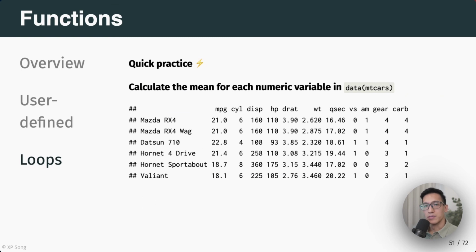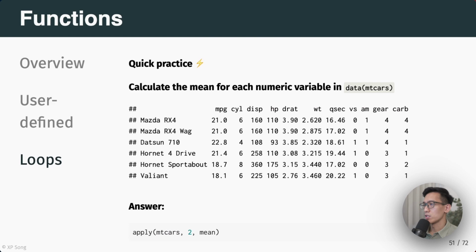Here's another example. Recall that we have the built-in dataset mtcars, and all of these columns are numeric columns. So we can simply supply this entire data frame and apply this function mean across the margin of columns.